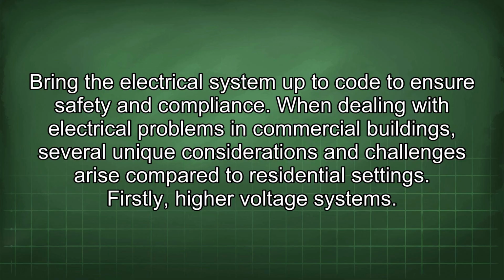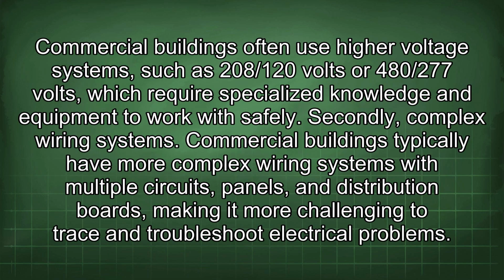Firstly, high voltage systems. Commercial buildings often use high voltage systems, such as 208/120 volts or 480/277 volts, which require specialized knowledge and equipment to work with safely. Secondly, complex wiring systems. Commercial buildings typically have more complex wiring systems with multiple circuits, panels, and distribution boards, making it more challenging to trace and troubleshoot electrical problems.